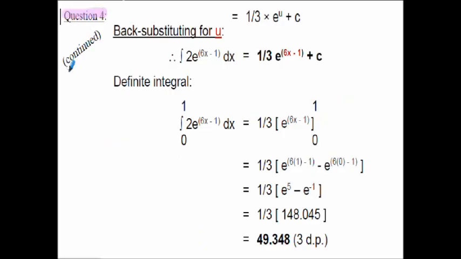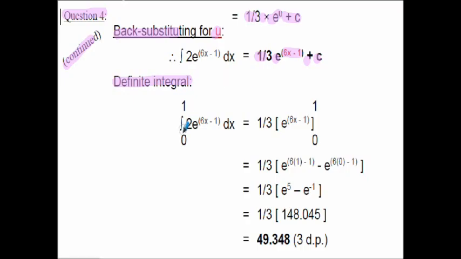Question 4 solution continued. Repeat this line here. We have a third multiplied by e to the u plus the c from the previous slide. If I now back substitute for the u, we end up with a third e to the 6x minus 1, which is our u, plus the c. If I now consider the definite integral with the limits, I no longer need the constant of integration.